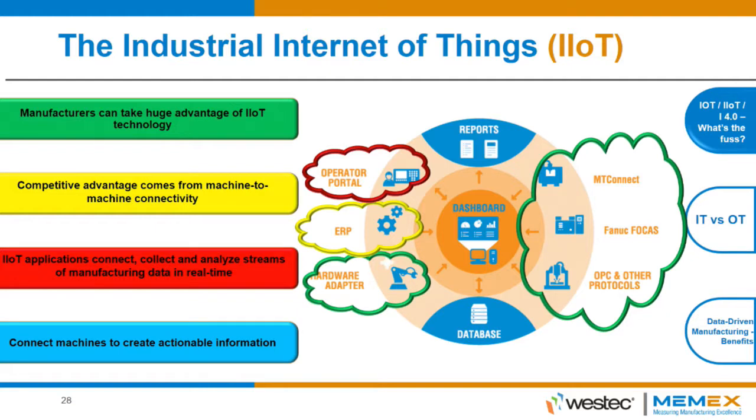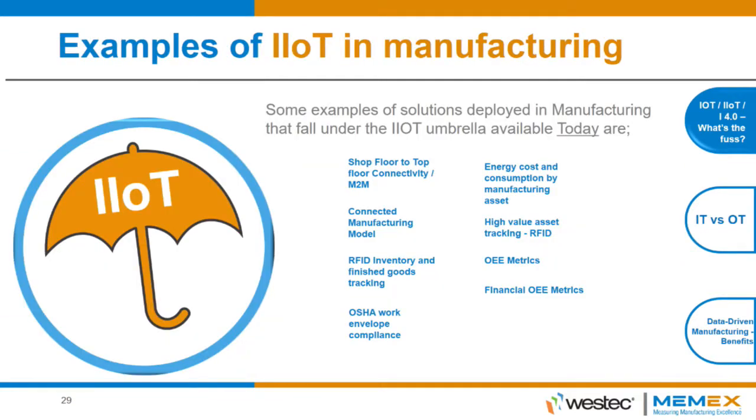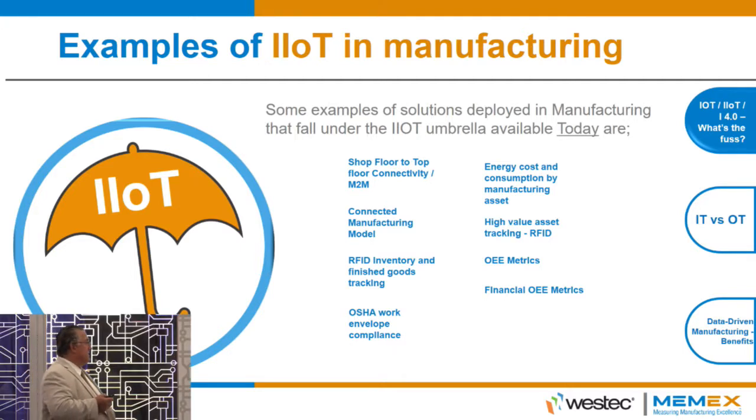And again, it's only one business use case. There are many business use cases with IoT. I don't have enough time to go into them all, and I don't think we've thought of them all yet. So here are some more examples of IoT in manufacturing. We're talking about OEE metrics, financial OEE metrics, high-value asset tracking with RFID, OSHA work envelope compliance. Again, other examples of business use cases. MEMX concentrates on overall equipment effectiveness and financial overall equipment effectiveness.